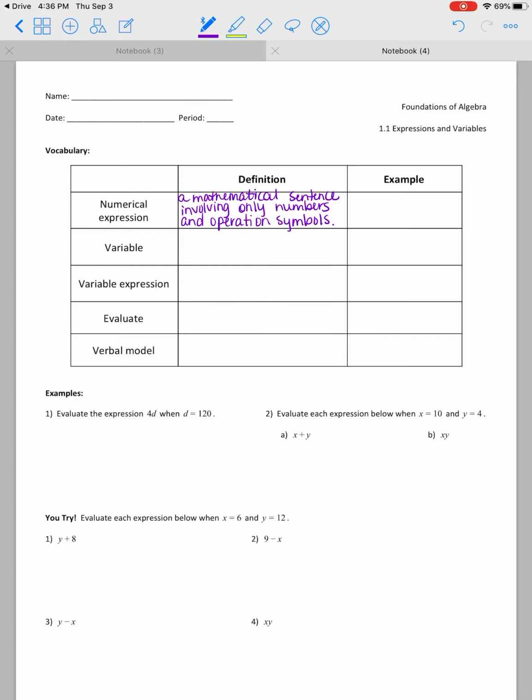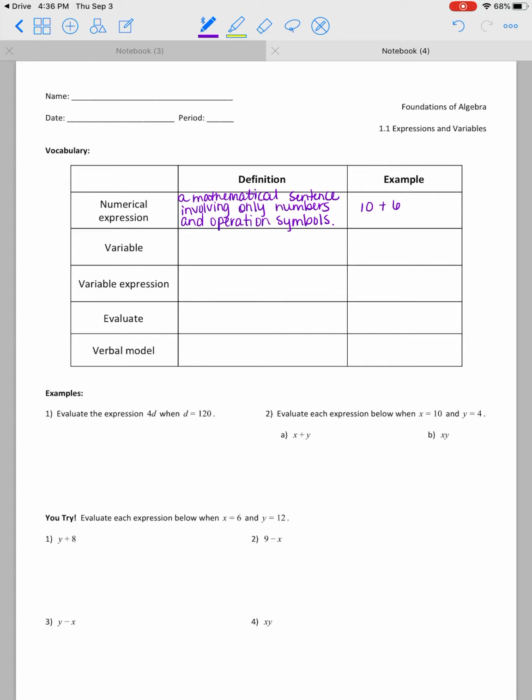So an example of a numerical expression would be something like 10 plus 6. Okay, I have only numbers and I have an operation symbol of a plus sign. Now you can have more than one operation symbol.